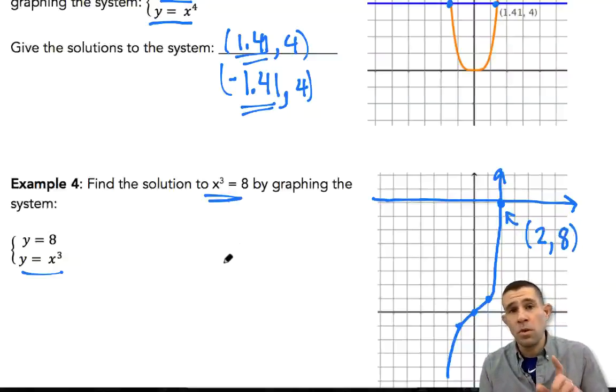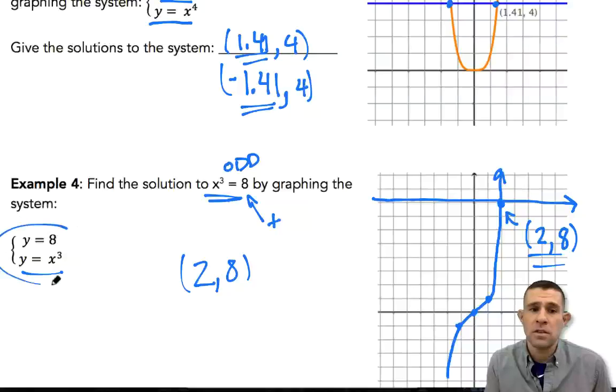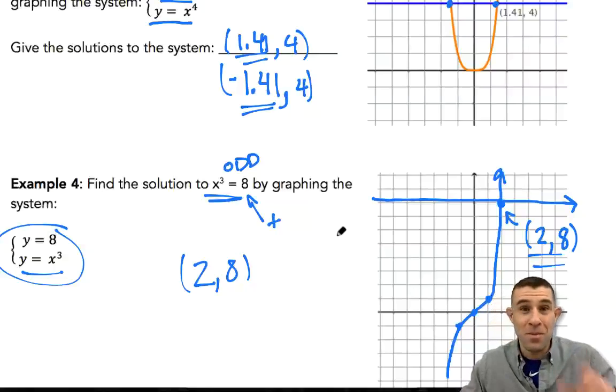So there's only one solution to this, and that should make sense because we have an odd power and a positive number, so that solution should be positive. So we say that (2, 8) is the solution to this system. All right, so that wraps up your notes for today, and we'll see you in class.